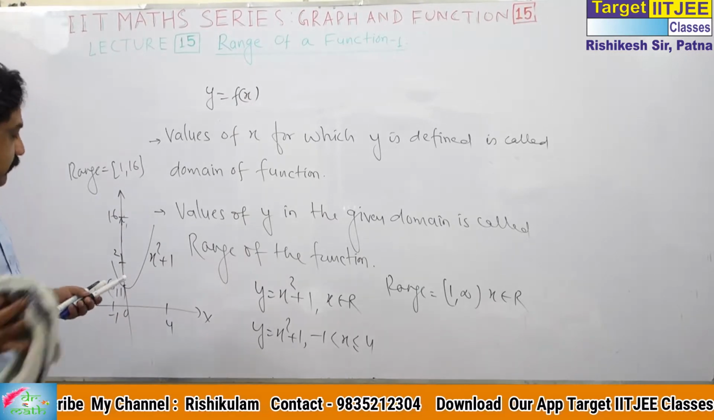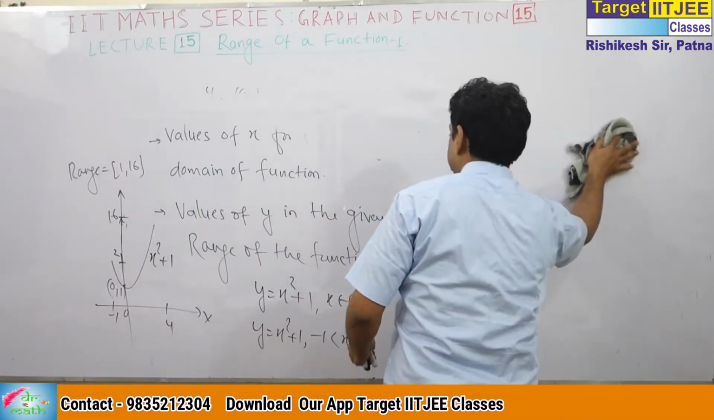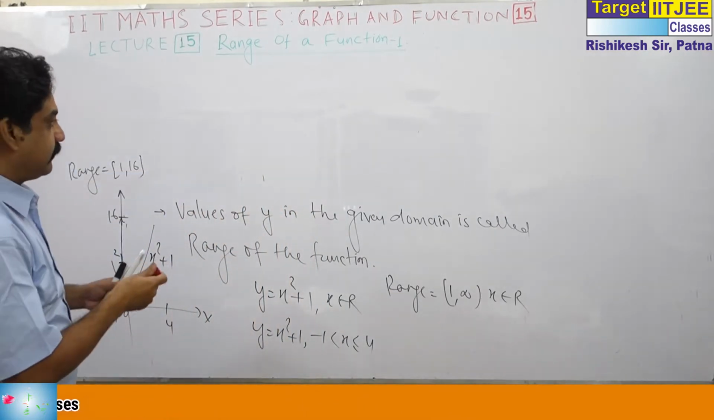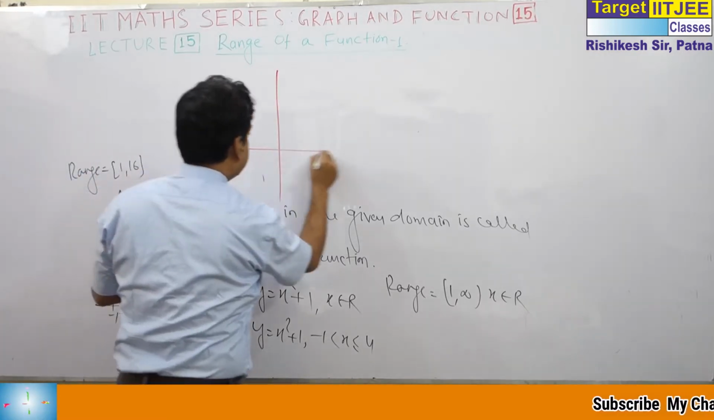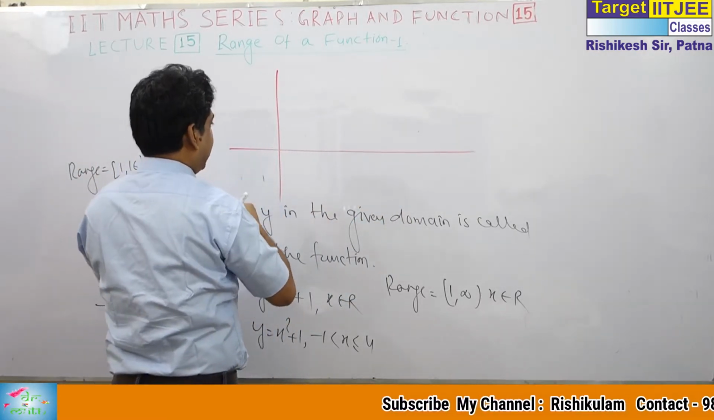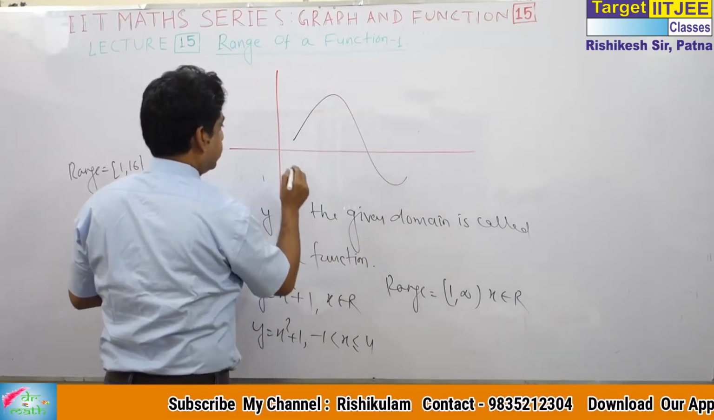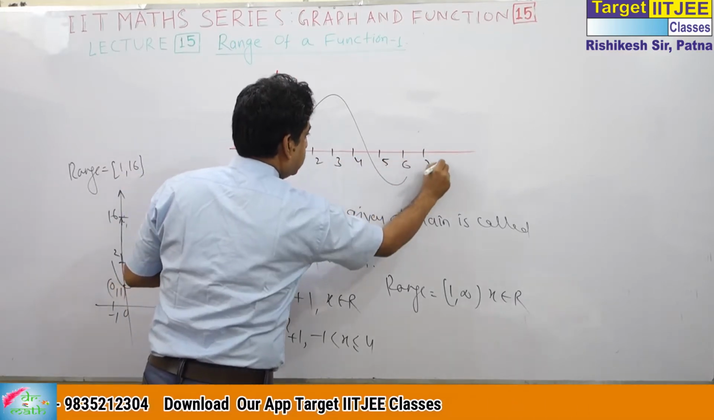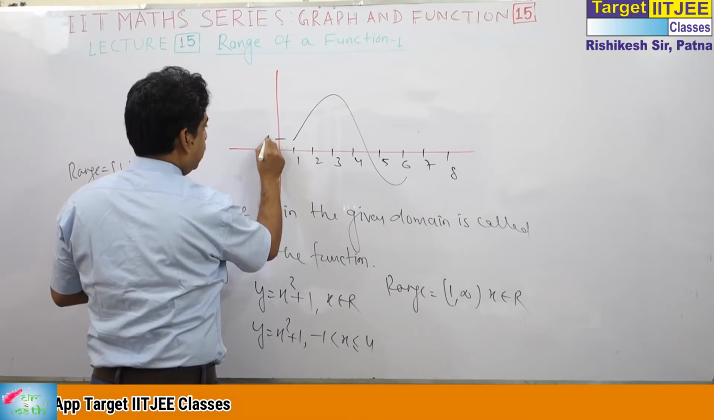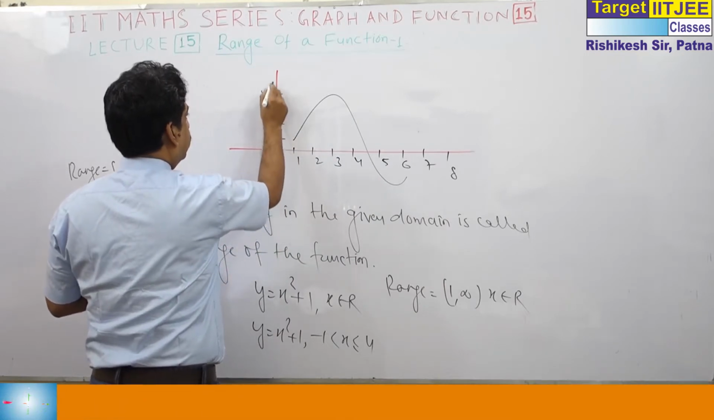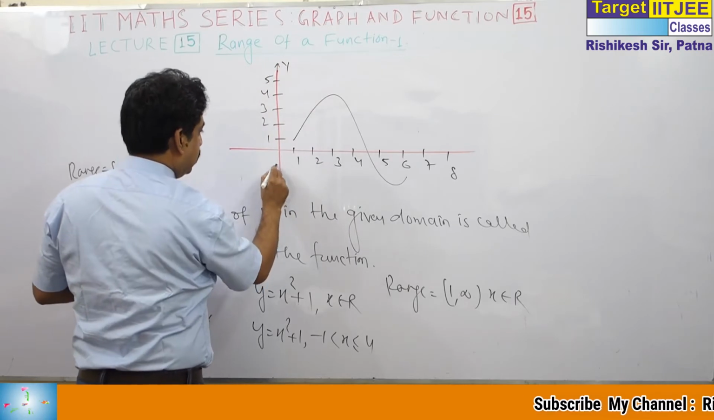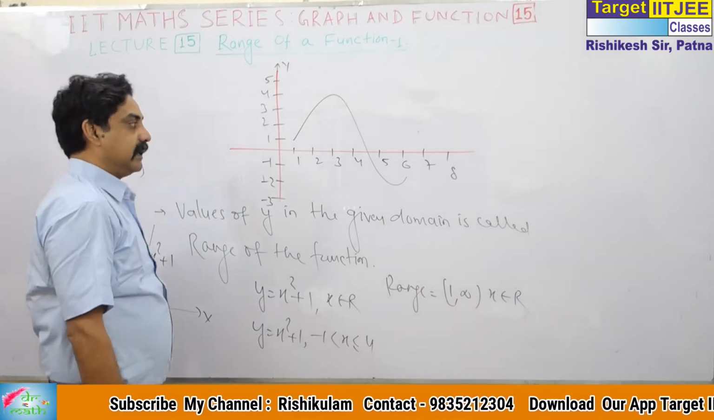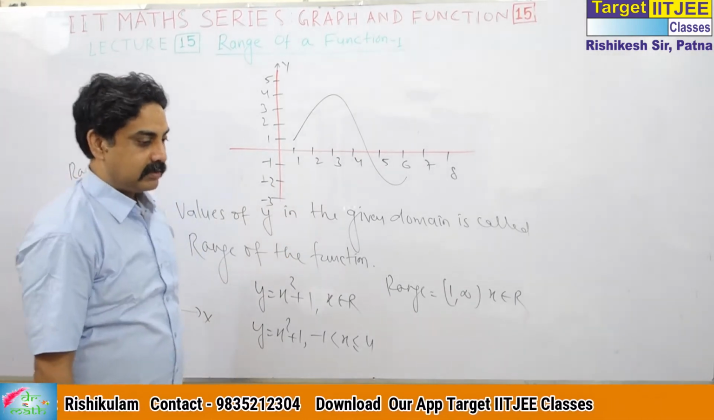Before moving further, let me draw a figure, a random figure. Probably I have also done this before. Suppose there is a figure like this. This is 1, 2, 3, 4, 5, 6, 7, 8 on the x-axis. Again 1, 2, 3, 4, 5 on the y-axis, and this you can say minus 1, minus 2, minus 3. And I want to say what is the domain, what is the range.